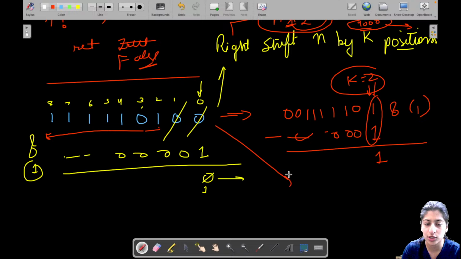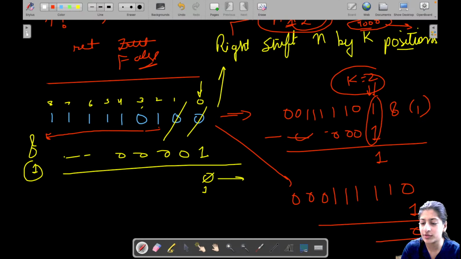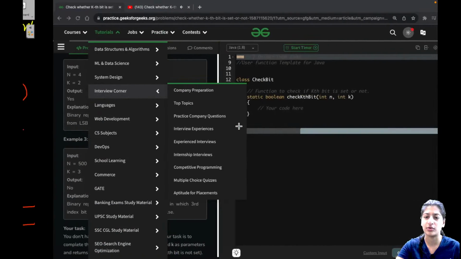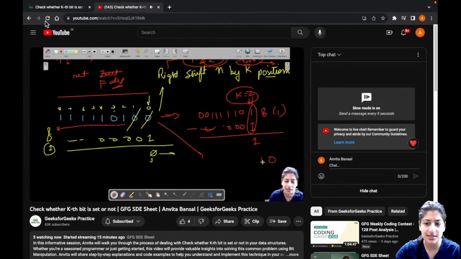If your k is equal to 3, this is how you're going to represent the number. Remove the last 3 bits. If you remove the last 3 bits, this is the number you're going to get, with 3 zeros added. Then you do its bitwise AND with 1, you will get 0, which means the bit at the third position in your n was 0. That's pretty much about this problem. Let me see if you guys have any doubts. You can ask me in the chat.